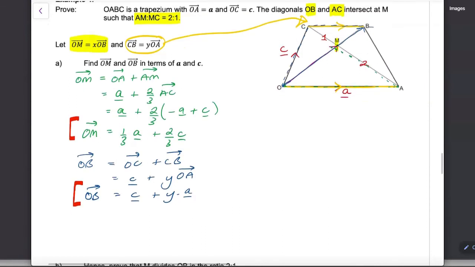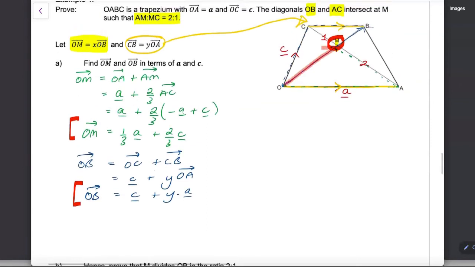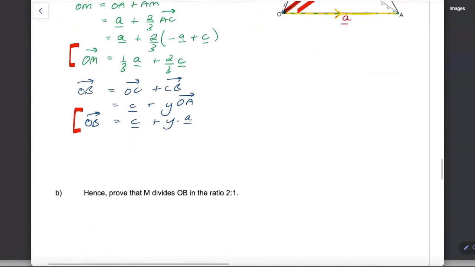Now that we've done that, what we can do is prove that point M divides OB in the ratio 2:1. So we're going to use the fact that we have defined OM and OB and show that OM is 2/3 of OB. So let's see that work. We want to show that OM is going to be 2/3 of OB, which means that the ratio of OM to MB is going to be 2:1.